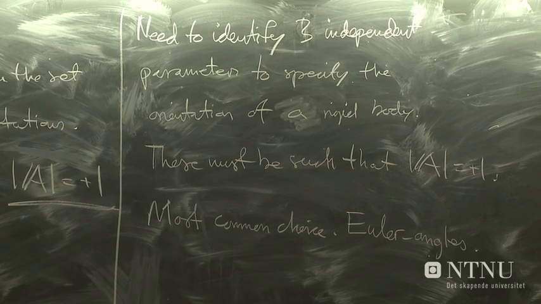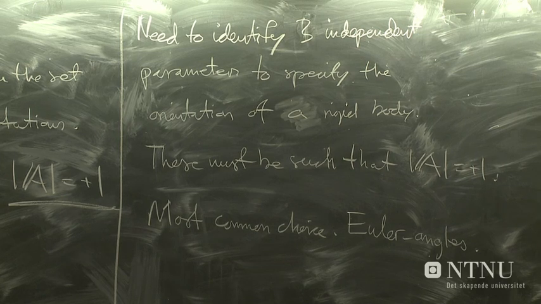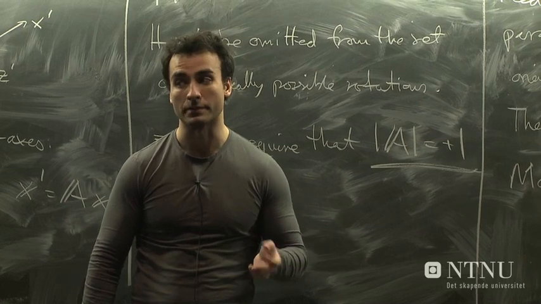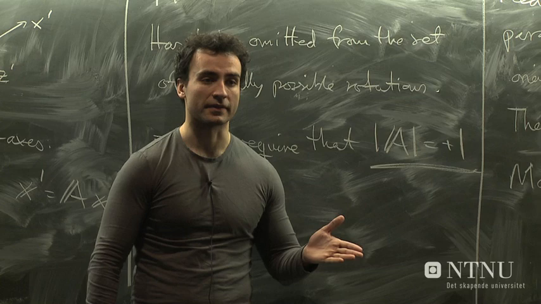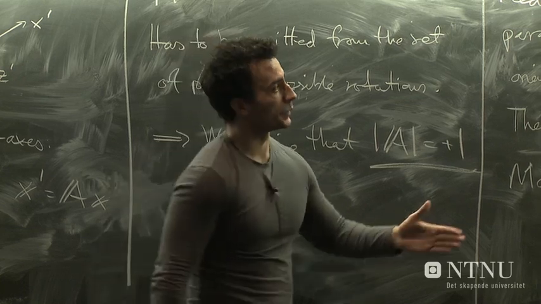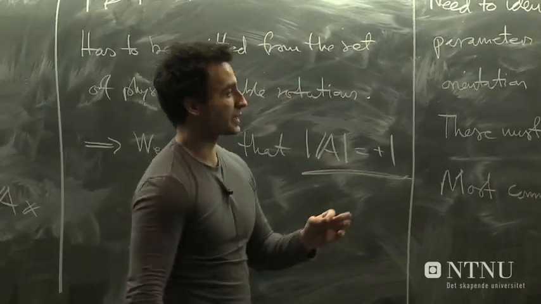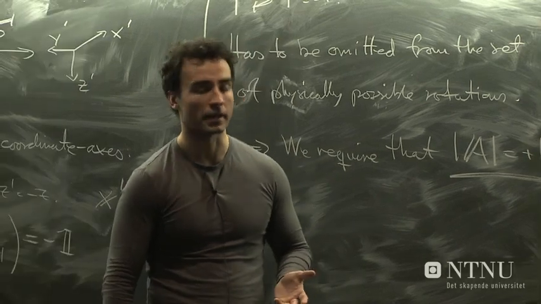So as stated in the introduction of this lecture, to completely specify the location and orientation of a rigid body, we need 6 degrees of freedom. 3 of them go to specifying, for instance, the center of mass of the rigid body, and the remaining 3 go to specifying the direction. So we need 3 independent parameters, or generalized coordinates, to specify the orientation of a rigid body.